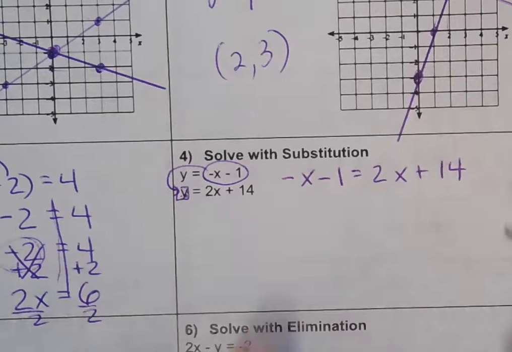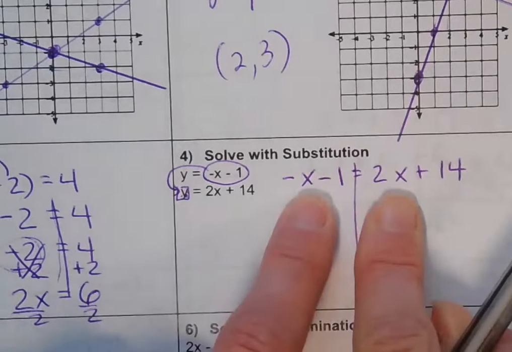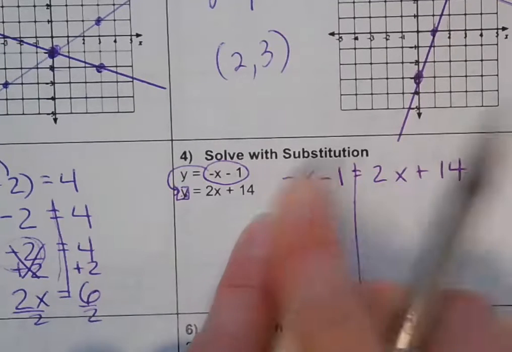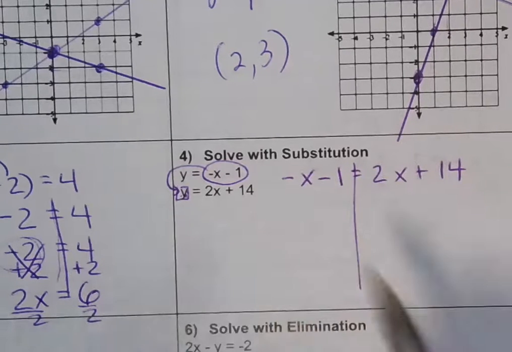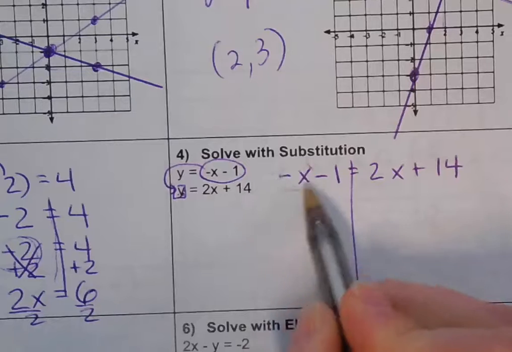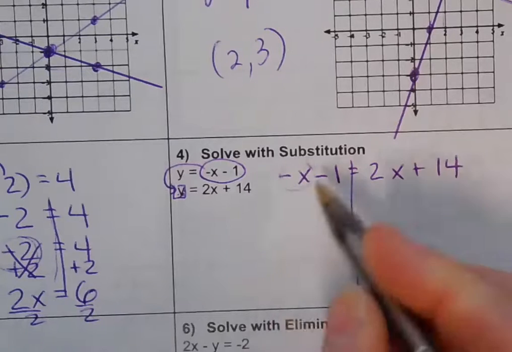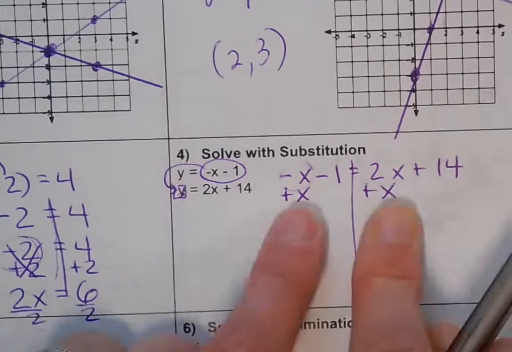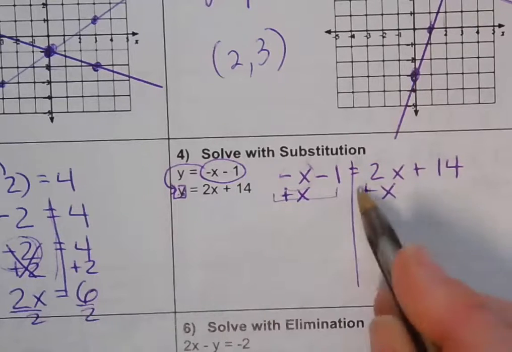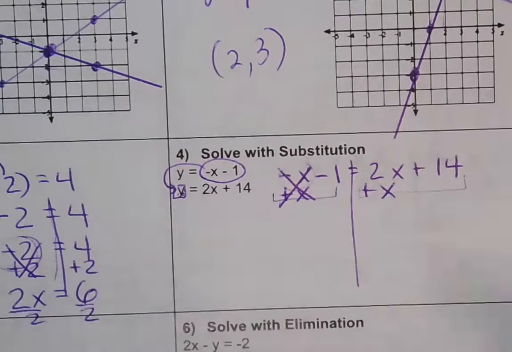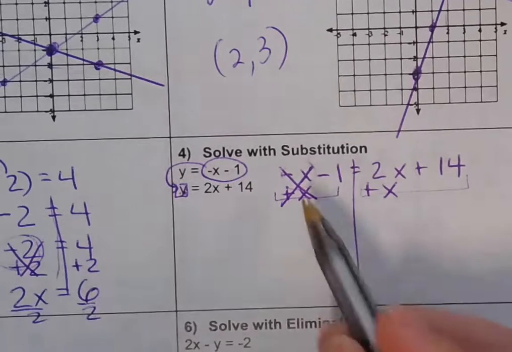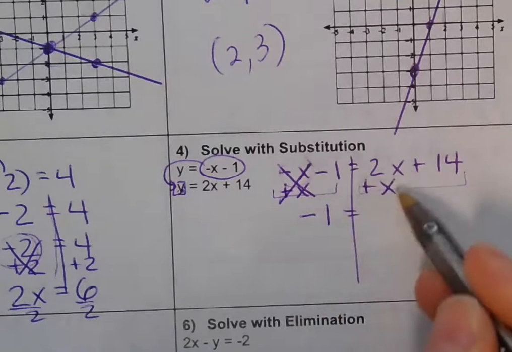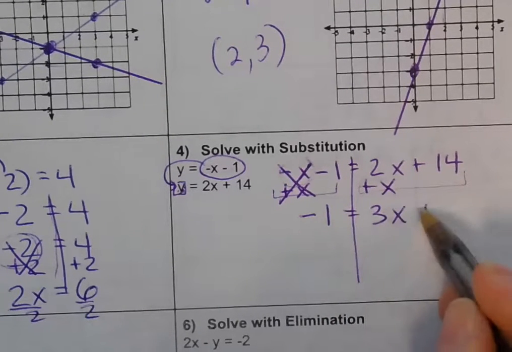Okay, I need to get my variables together first. You can see here they are on opposite sides. So that's where I need to do the same thing on both sides. I like to start, if there's a negative, I for sure like to do the opposite of that to get rid of it. So I'm going to add an x on both sides. So it stays balanced as long as you do the same thing on both sides. The equation stays equal. That's gone. Don't forget to drop down the negative 1. And then I have a 2x plus a x is 3x plus 14.